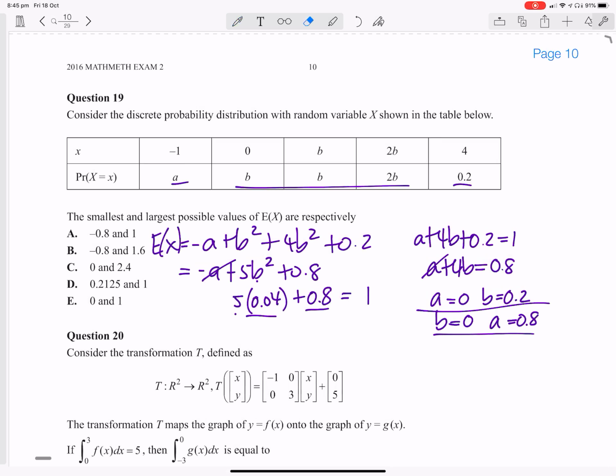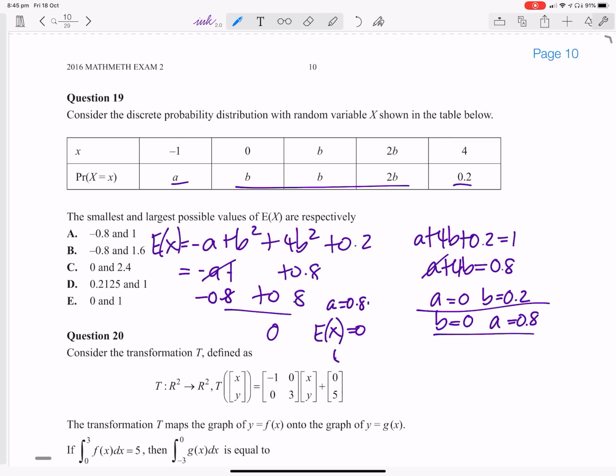If b equals 0 and a equals 0.8, we get negative 0.8 plus 0.8, which is 0. So E of x would be 0 if a is 0.8 and b is 0. E of x equals 1 when a equals 0 and b equals 0.2. So the smallest and largest are 0 and 1.